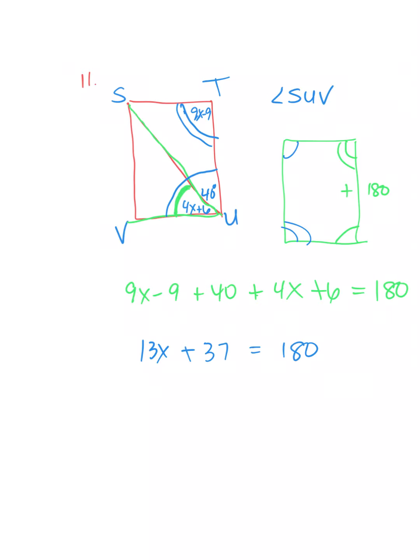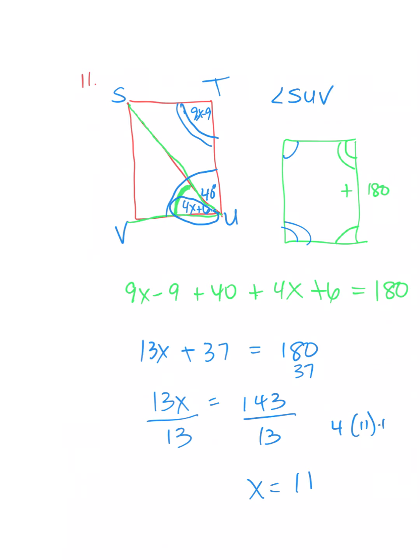Okay? And then when you do 13x equals, what's 180 minus 37? 143. When you divide by 13? 11. So x equals 11. But that's just the x. That's not the answer. They want you to find the measurement of this angle right here. So we have to do 4 times 11 plus 6, which is 50 degrees. Everybody understand that?